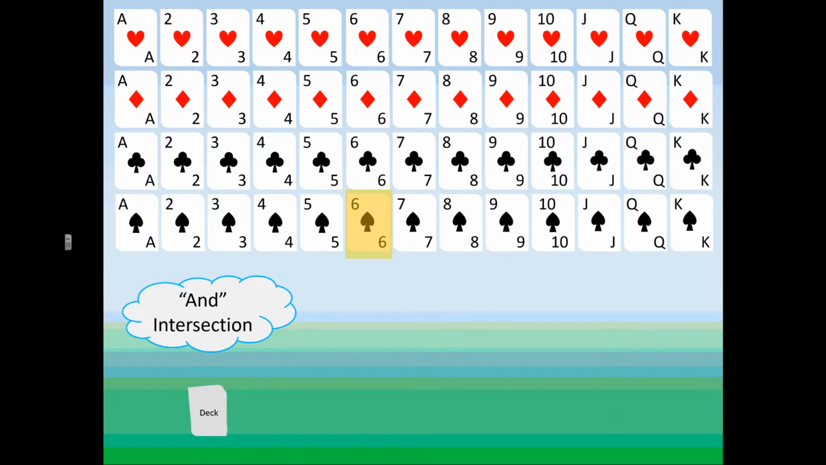That is called AND, or intersection, because when I pull out that sample, it needs to be a 6 and it needs to be a spade. If I pull out the 6 of hearts, that's not the card that I want. If I pull out the 10 of spades, that's also not the card that I want. AND has a very specific meaning here. It needs to be a 6 and it has to be a spade. In this case, it's only 1 out of 52 cards. That's the probability that when I take a sample, I get the 6 and spade.